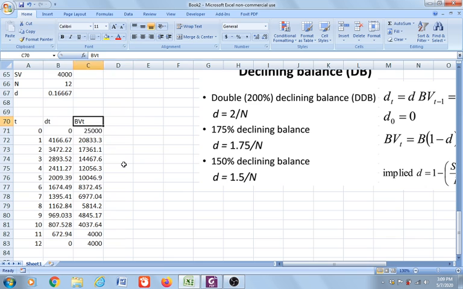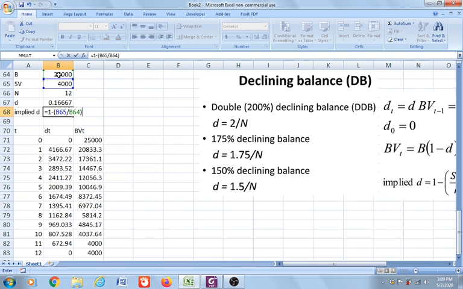So what is the implied D? If we use the implied D, it will be 1 minus (the salvage value over the basis) to the power of 1 over 12. That's the implied D. So here is the value of D compared with the double declining balance value, and this is the value of the implied D. So we will calculate T.